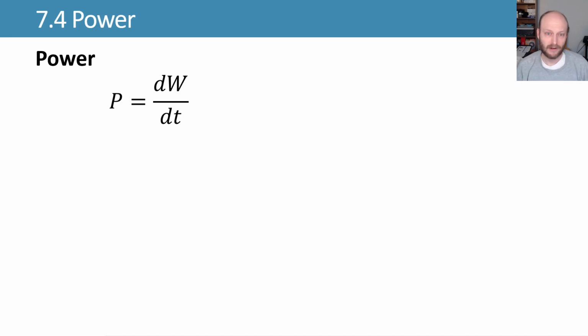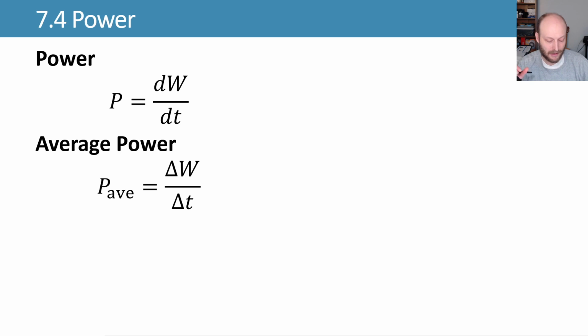We define power as the rate at which you can do work. So that's the time derivative of work. If you want to consider some discrete time interval, delta t, then you can say the average power that's being exerted over that time interval is the amount of work that's done, the change in work over that time interval, divided by that time interval.